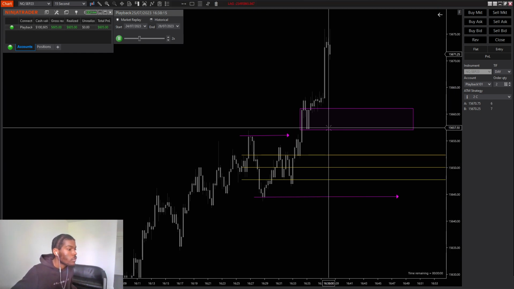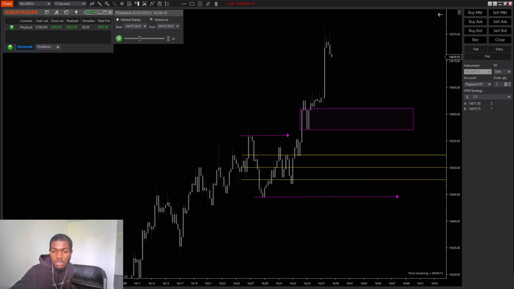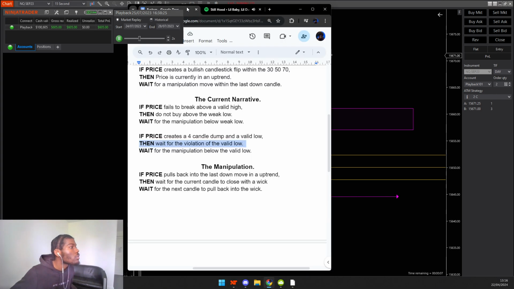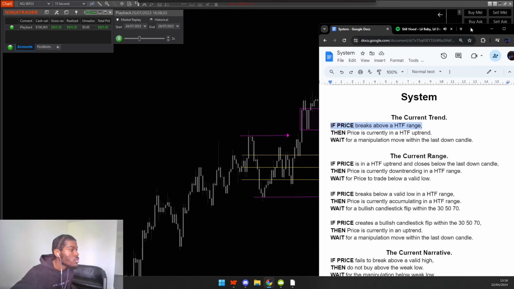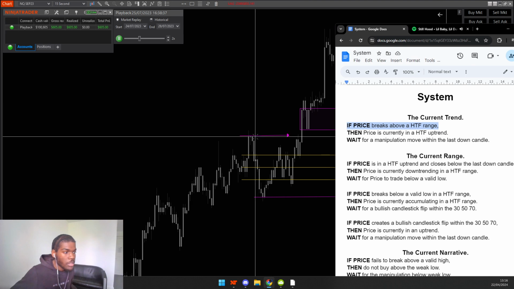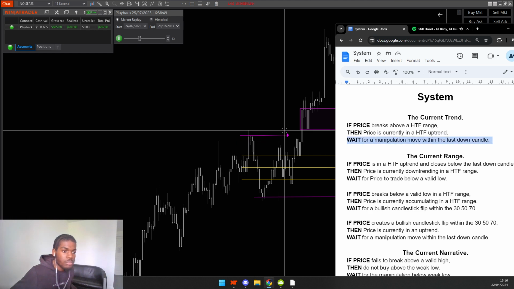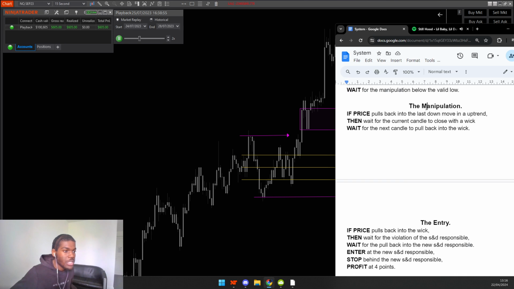Okay, cool. So look, in a trending environment, if price breaks above a high time frame range, that's that purple line over here, then price is currently in a high time frame uptrend. Wait for a manipulation move within the last down candle. As simple as that. And the manipulation move is literally just this.